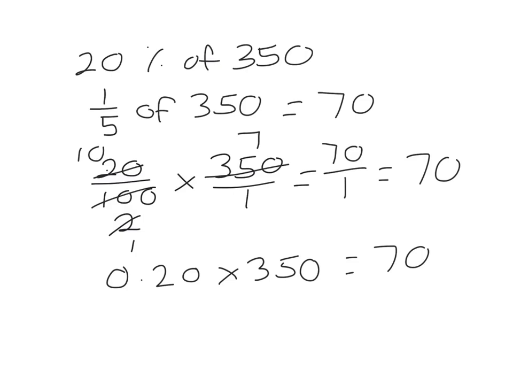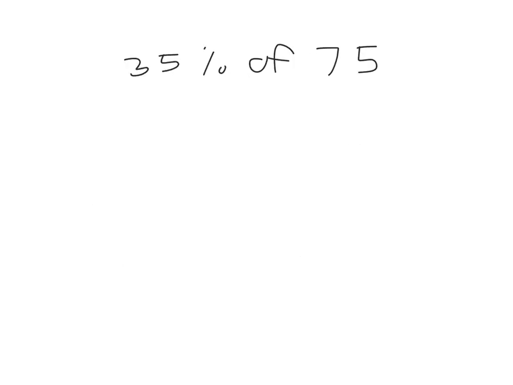Now, if you're given a more difficult question where it's not easy to simplify, then I'll just show you an example. So if it's what is 35% of 75, well, 35% does not simplify easily. It's not an obvious fraction. So I would just keep it as 35 over 100. Change my of to times, 75 over 1.